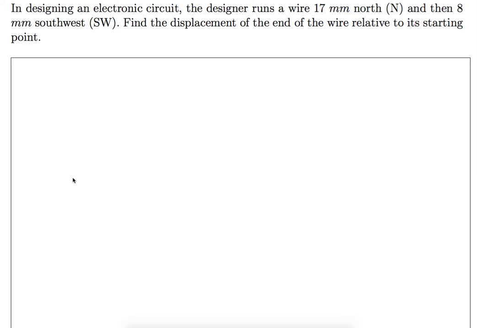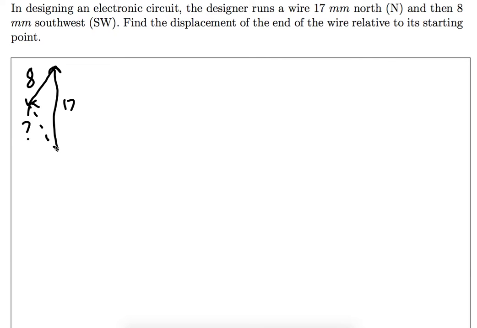So there will be a vertical line. Oh man, can't draw straight lines with the stylus. Vertical line of 17, line at this angle of 8 millimeters, and then the resultant line. Can I draw dotted lines? Yes. Which is what we're actually looking for. We want both the magnitude and the direction, i.e. both the length and the angle of that to be able to fully describe it.